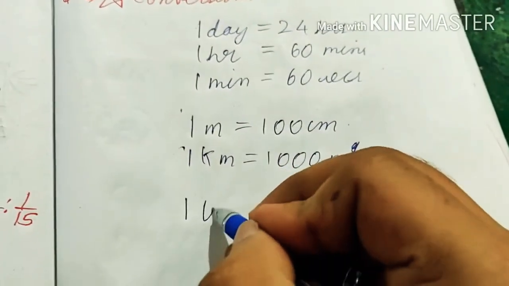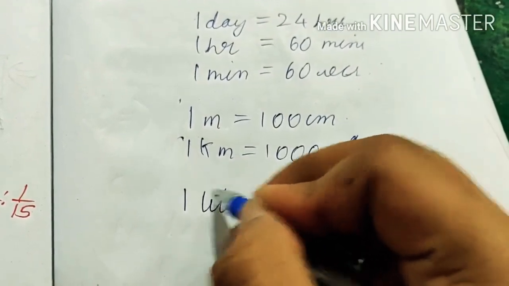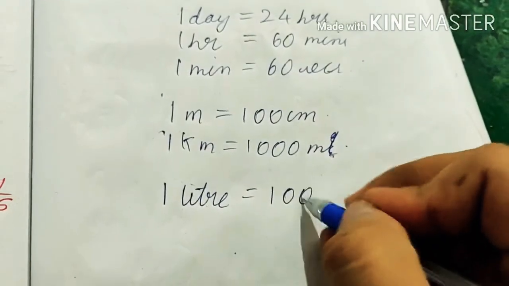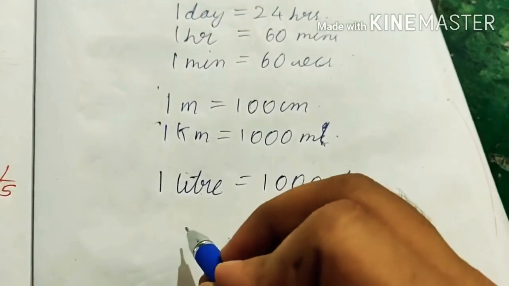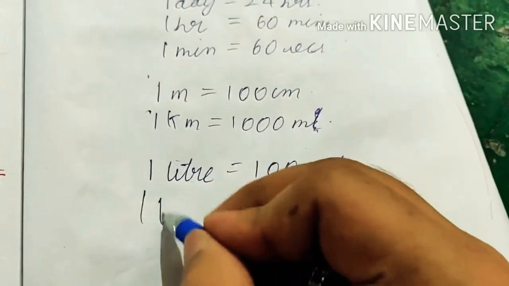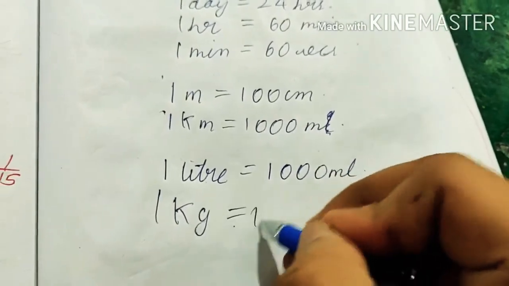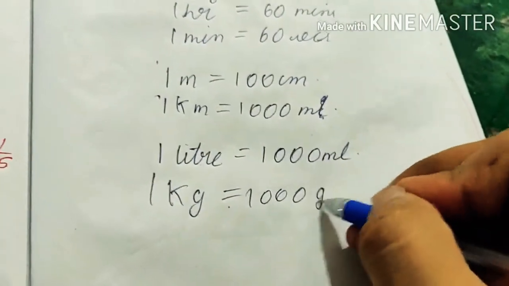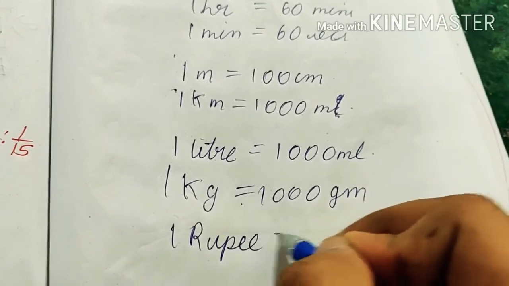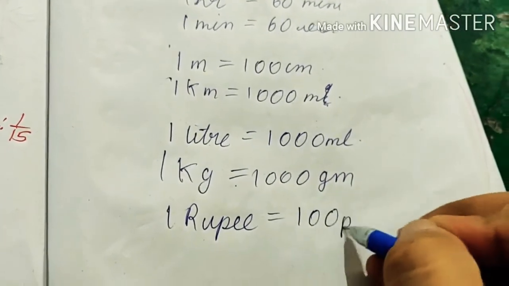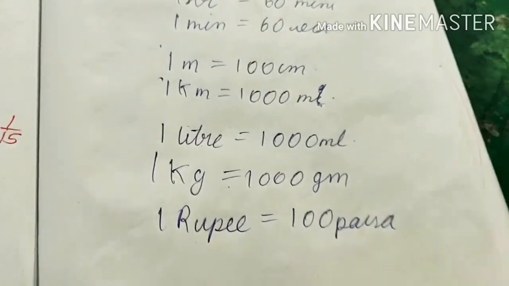Then 1 liter is equal to 1000 ml, and 1 kg equals 1000 grams. 1 rupee equals 100 paisa.